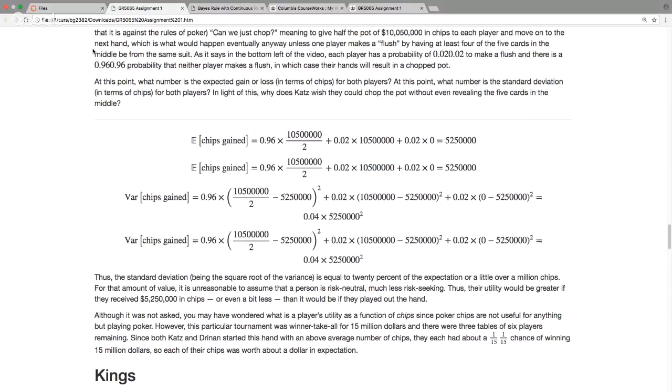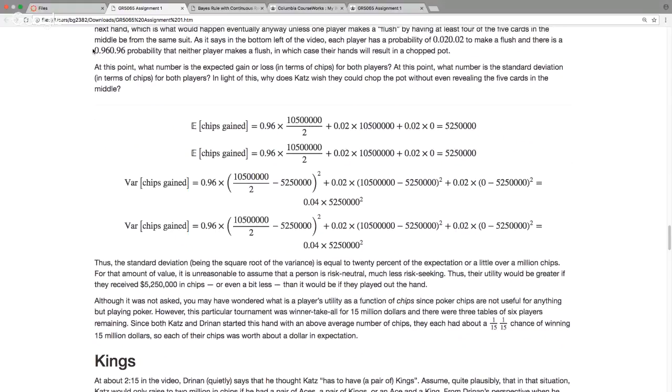Of course, there's a translation between poker chips, which are not that useful, and money, which is. But in this case, there was a $15 million prize for first, and there were about 18 players left, and both these two people had above average number of chips when the hand started. So really the expected value of each chip was about $1. So it's actually pretty close that they were basically having a very high variance lottery on $500,000 worth.